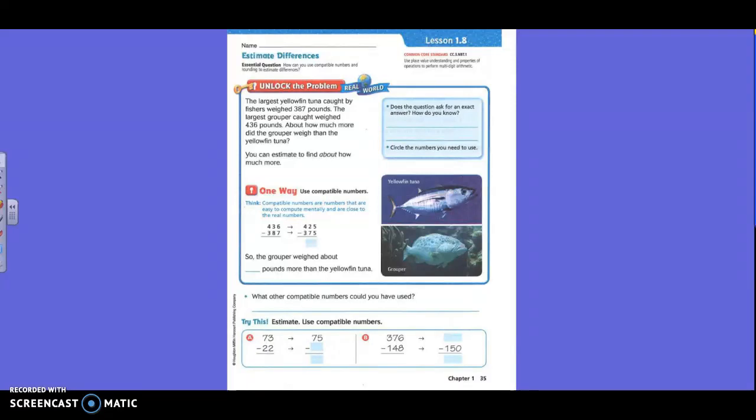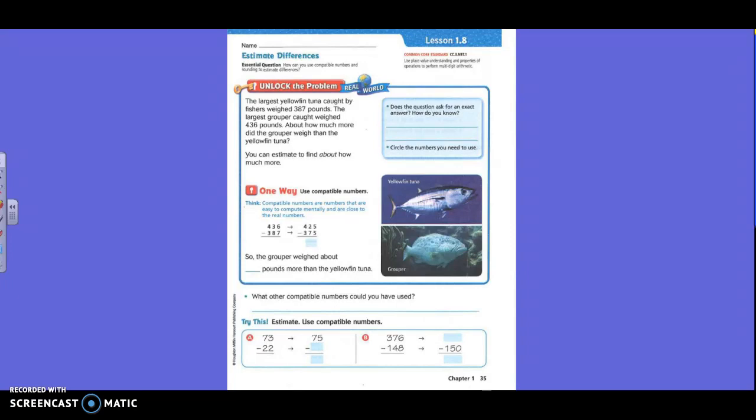We're going to use compatible numbers and rounding to estimate differences. What's a difference? The answer to a subtraction problem. The last few weeks we have been doing addition. We are now starting subtraction, but we are going to do subtraction in very similar ways that we did addition.